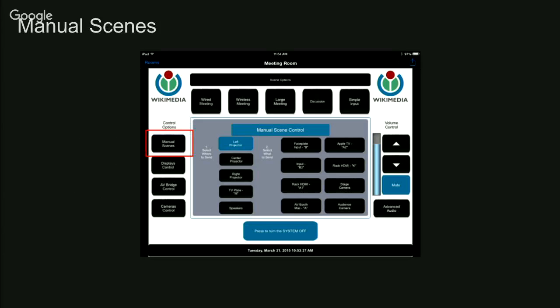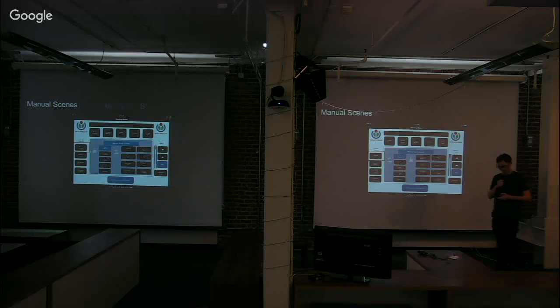So I'll go over the iPad right now. A typical setup is, well, we have our preset setups up here, but typically I like to manually set up the room. I just find it more intuitive. To set up, say I want to put something on the projectors, I would click Manual Scenes, and then click whatever I want my output to be, for example, the left projector. And then over here, I would click whatever I want to send to the projector.